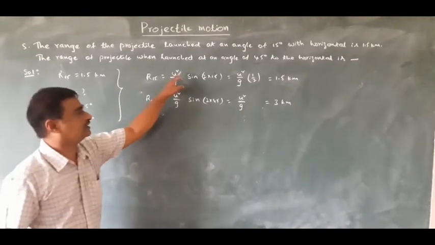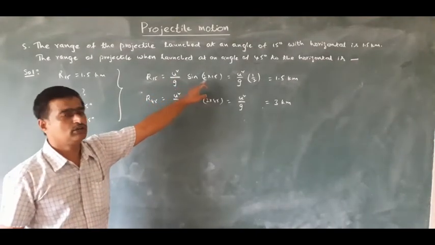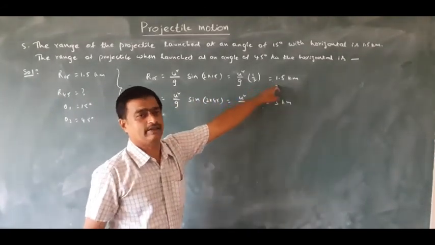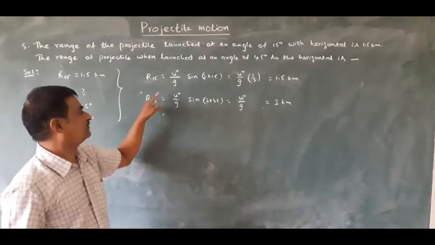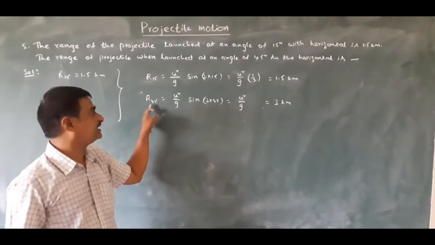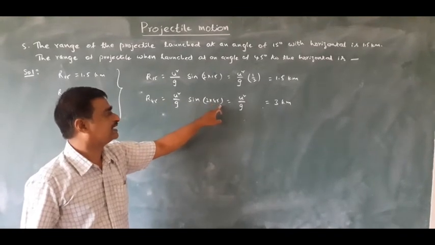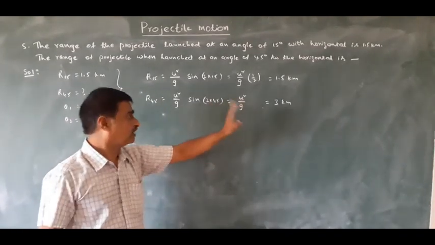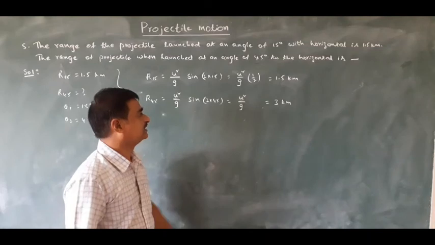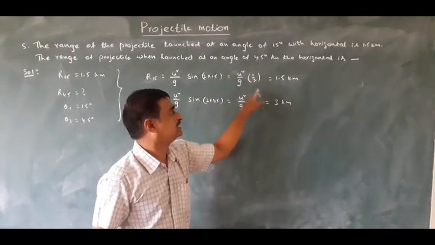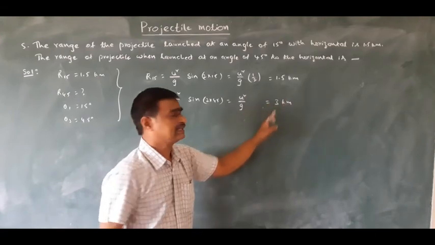Okay, R15: u square by g sin 2 theta. 2 into 15 is 30, sin 30 is half, so it is 1.5. Then R45, when it is launched at 45 degrees: u square by g sin 2 into 45. Sin 90 is 1. There is no need to have this one. Then we have to find u square by g. From this one, if we send the half to the other side, it is 3 km.